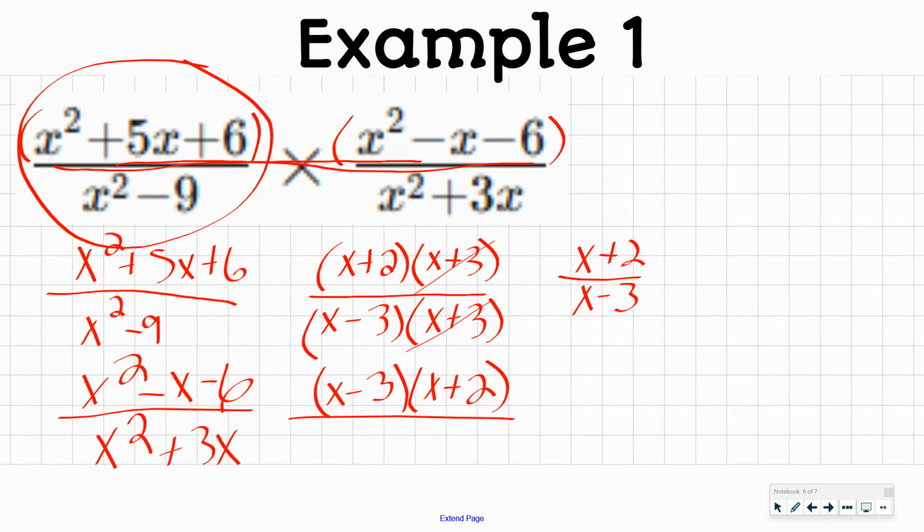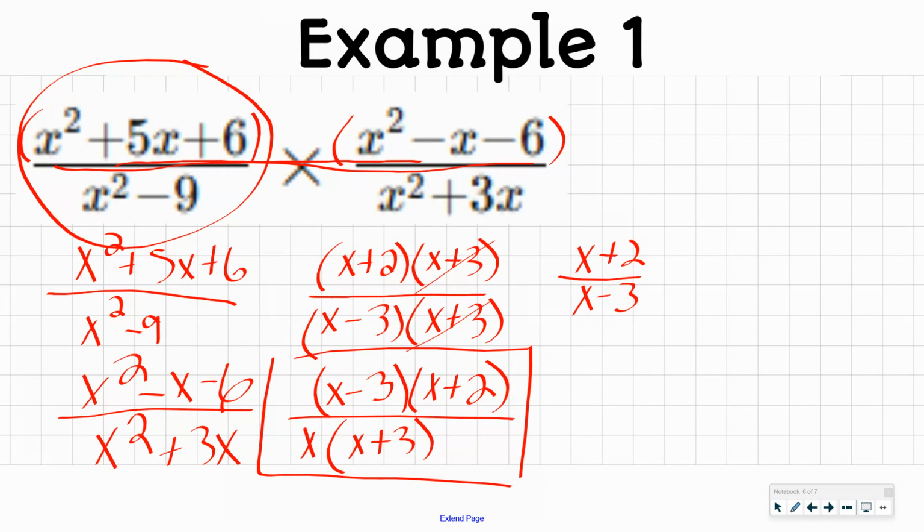Well, can I factor that down? It's not a difference of squares. So the only thing I can do is take the GCF of x out, and that leaves me with x plus 3. Okay, so is there anything I can cross off here? Anything that can be crossed off there? No. Good.